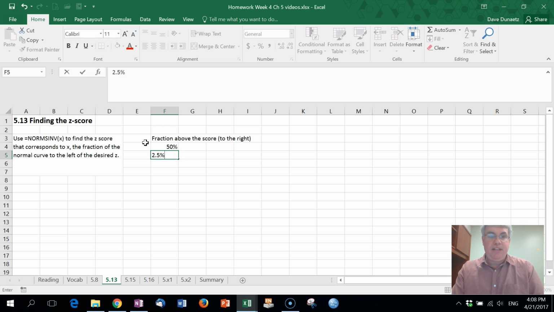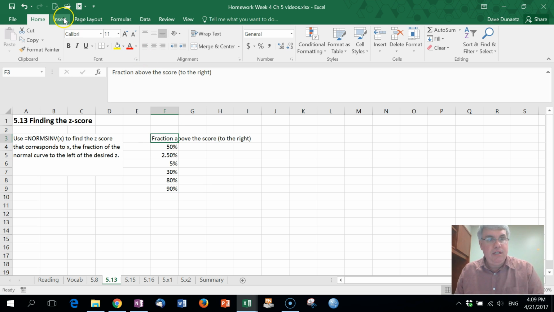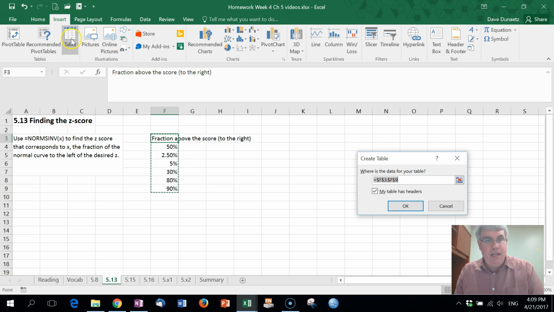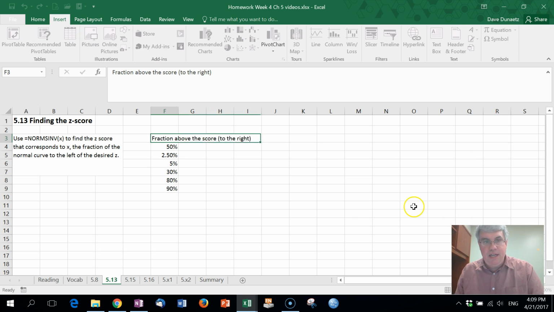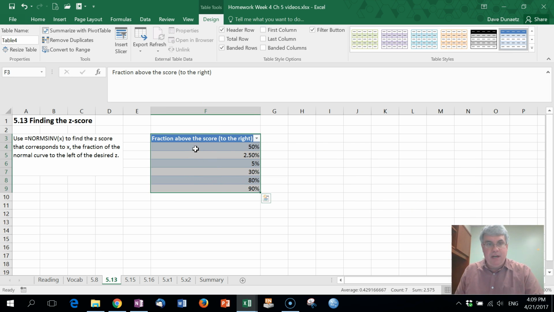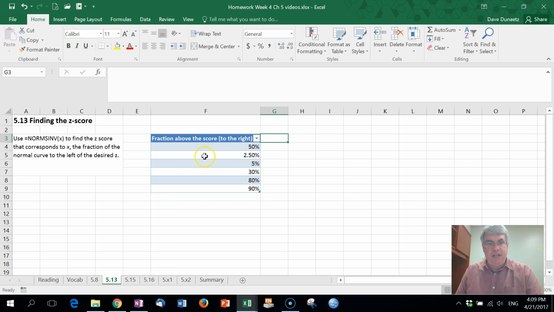2.5%. So that's like the top scores, the 97.5 percentile, 5%, 30%, 80%, and 90% are the numbers. Now let's put this into a table. Insert table. Okay. And there we've got them. It's in percentages. That's the fraction above the score to the right.